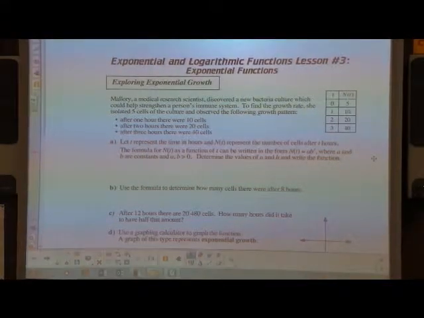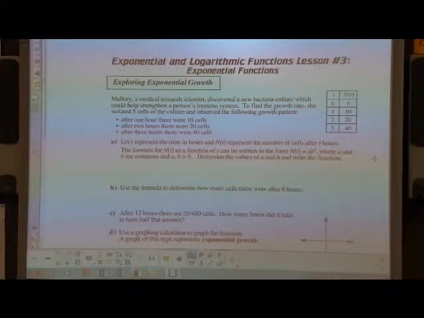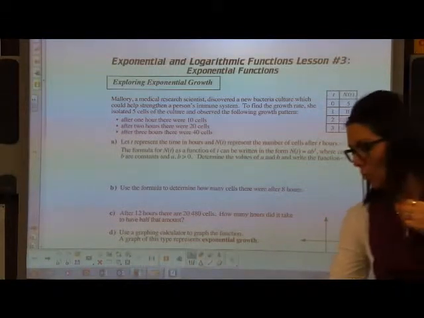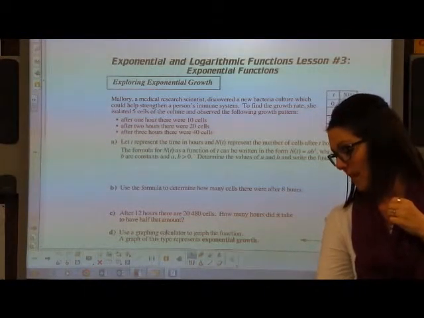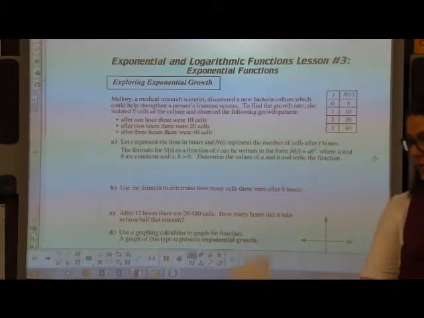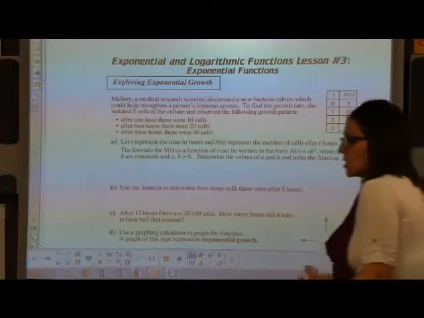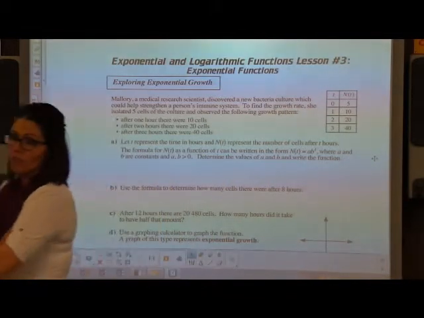So what we're going to look at now is exponential functions. We looked at exponential equations. Now we're going to look at the function and what it looks like as a graph. What are the characteristics behind an exponential function? Because it does look different from some of the other functions that we've looked at.